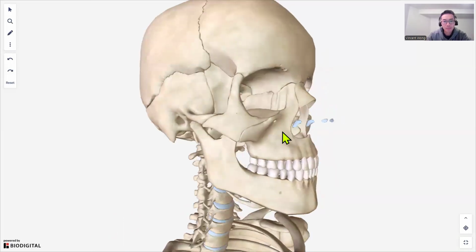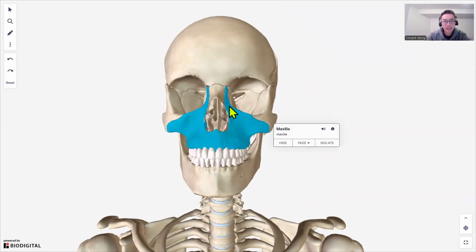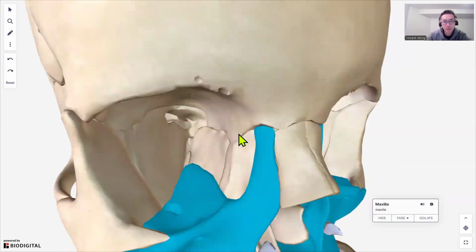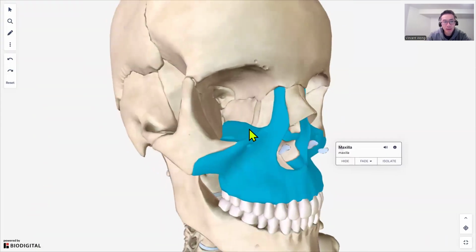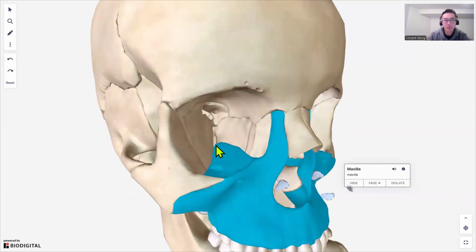Moving on. We have this one here. This is called the maxilla. If we rotate the skull like this, the maxilla right here forms part of the medial side of your eye socket as well as most of the bottom. Frontal forms the top, maxilla forms the bottom. Maxilla bone.